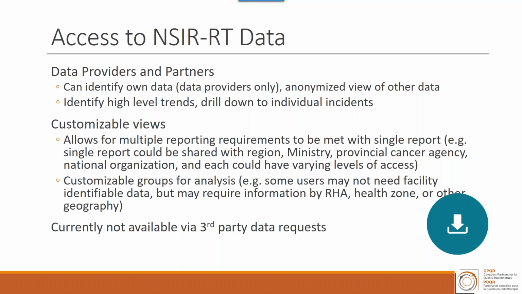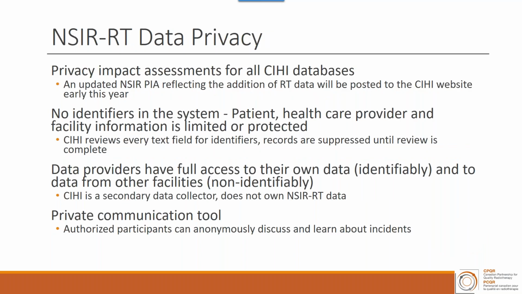There's customizable groups for analysis. So some users may not need facility identifiable data, but require information for a region or a health zone or some other level of geography, provincial. And this is how we can develop that and work with those users. Currently, we have not made the incident data available for third-party data requests, but that doesn't mean we aren't actively looking at how that can be vetted. And the advisory committee for EnserRT is set up with processes to evaluate requests as they come in.